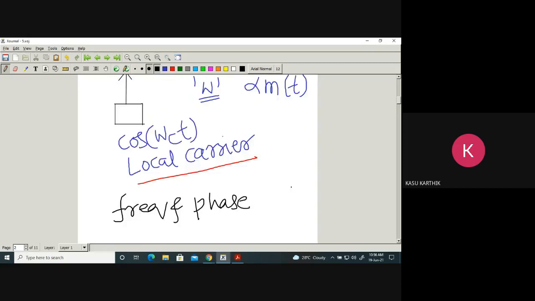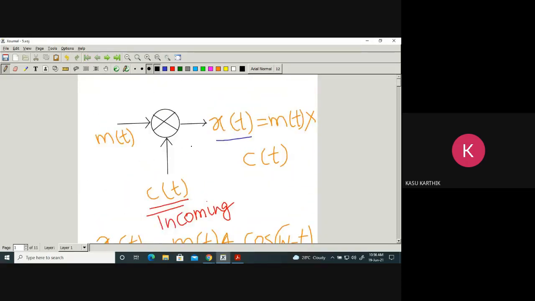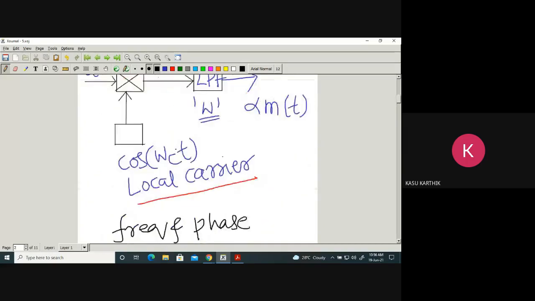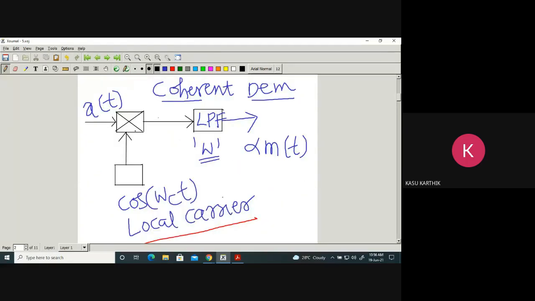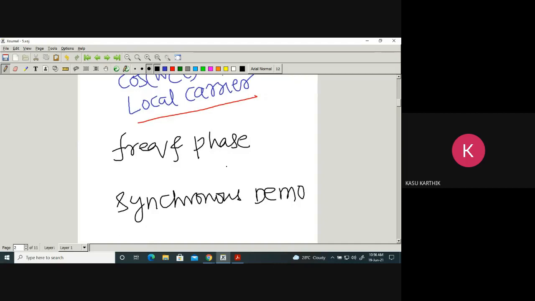Now here, if you observe the modulator and demodulator, what is a modulator? Multiplier. So what is a demodulator? It's still a multiplier. The only extra thing is we have a low pass filter. So there is not much difference between modulation and demodulation. Both are multipliers. And in the demodulator, we use an extra filter, that is low pass filter, to remove the unwanted frequencies.